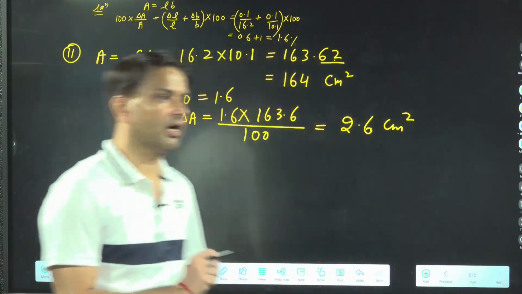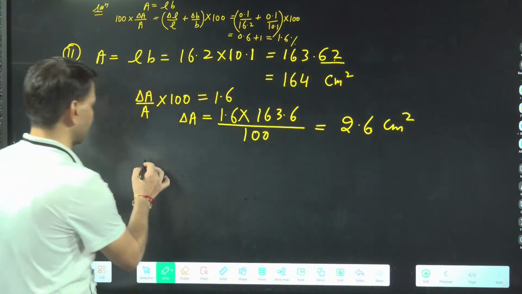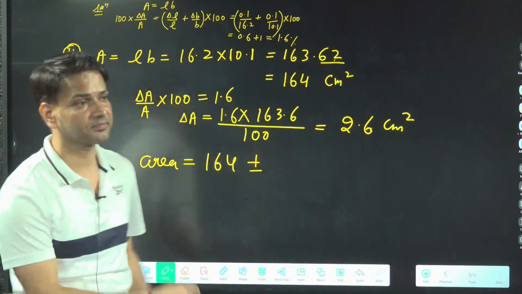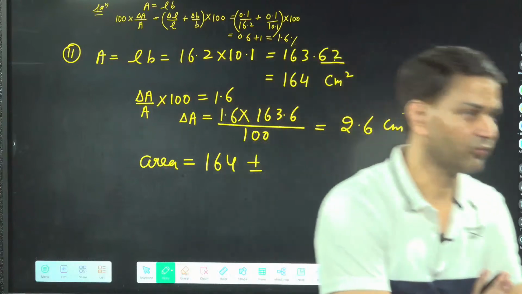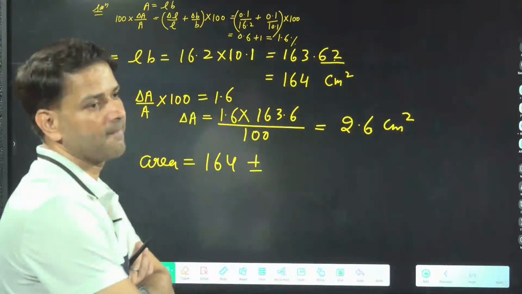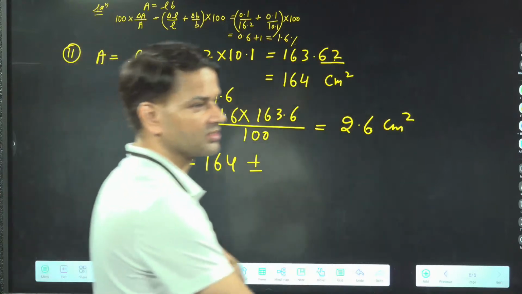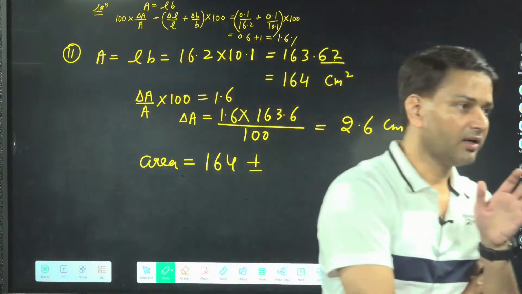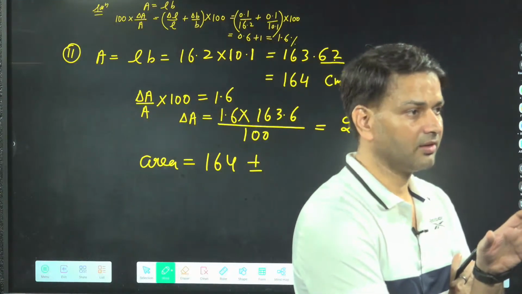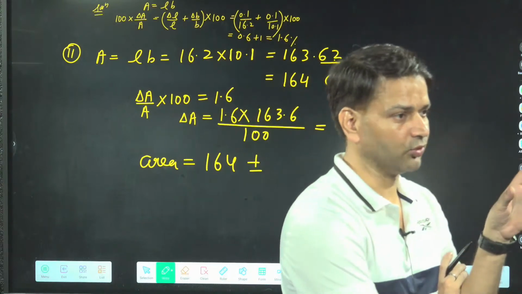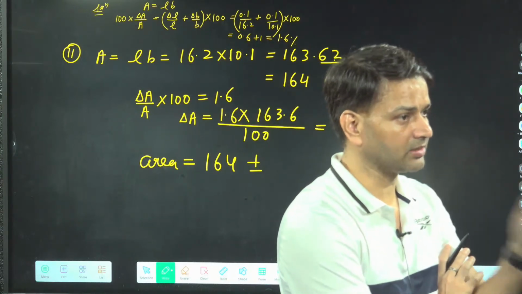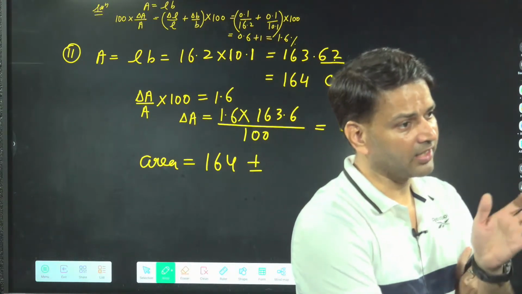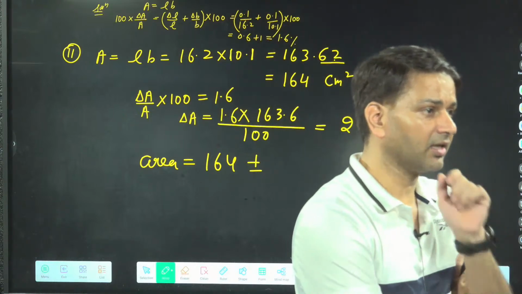Okay. So what can I write for the area? Area is equal to 164 plus minus, what will I write? 164 plus minus 2.6. Now listen. Area I can determine in the integral part only, 164. Area I cannot determine up to a decimal place. So how can I write the error in a decimal place?